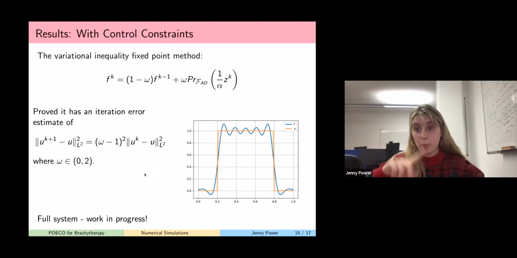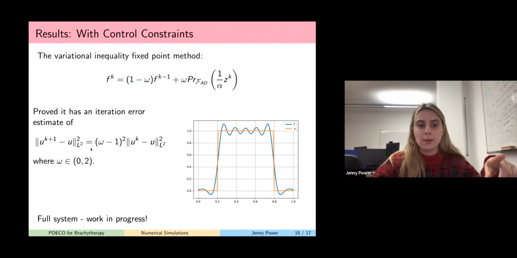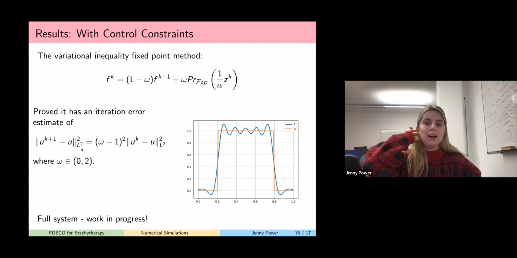And we showed as well that omega has to be in the range of 0 to 2 in order for this to converge. So that means if it's in between 0 and 2, the next iterate's error is smaller than the previous one.